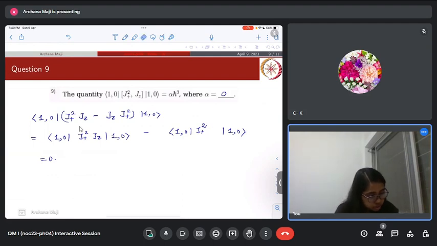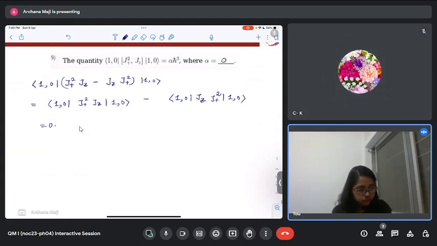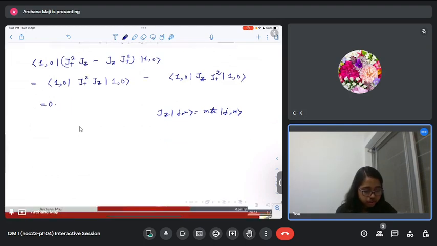Sorry, I wrote the same thing. Fine. So understand the logic, right? Because jz acting on j comma m gives you m h cross j comma m, and the same thing is happening here also. Because m is 0, jz acting on that state will give you 0, and that's why alpha has to be 0.